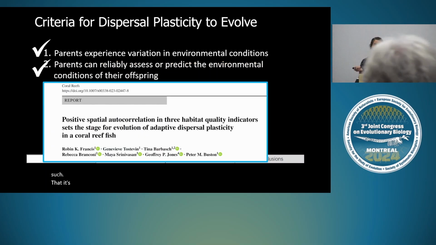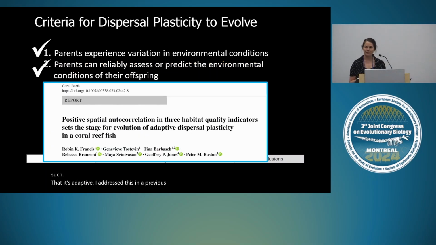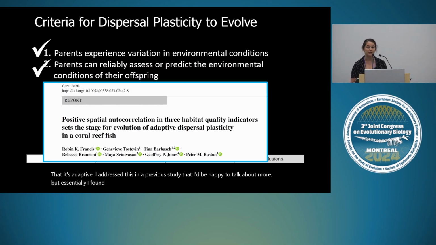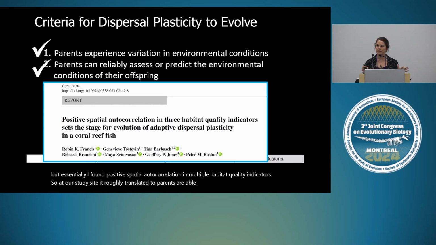I addressed this in a previous study that I'd be happy to chat about more, but essentially I found positive spatial autocorrelation in multiple habitat quality indicators. So at our study site, it roughly translated to parents being able to predict the habitat quality of their entire individual patch reef from their distinct location in their anemone.